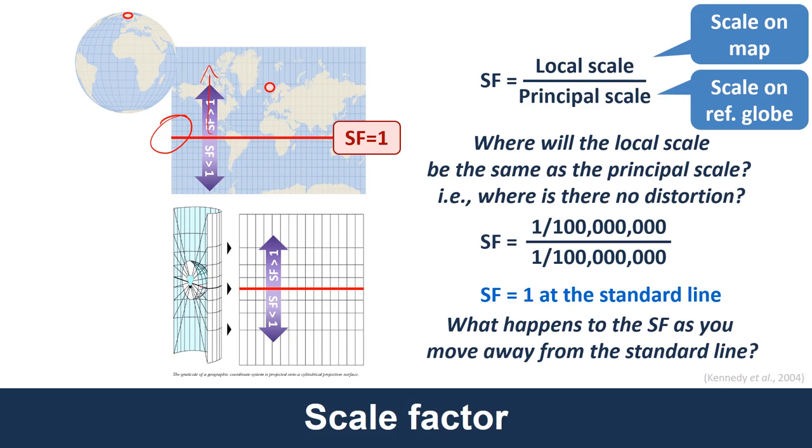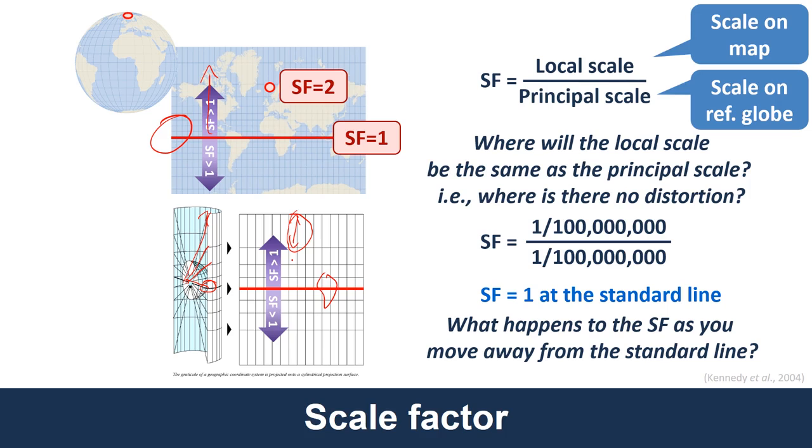And you can visualize this here. This is the standard line where it's touching, and you'll notice that the lines get farther and farther apart as more and more distortion takes place. For example, we have Greenland here versus Africa there, and the fact that this is so much larger than it really is in reality means that the scale factor is much larger than 1. In fact, at this location, the scale factor would equal 2. So that means that the local scale is double the principal scale.